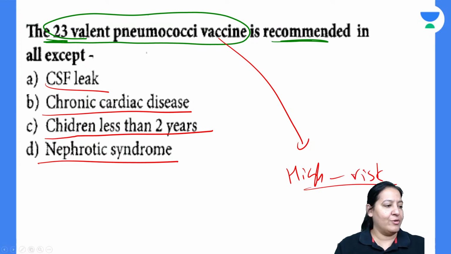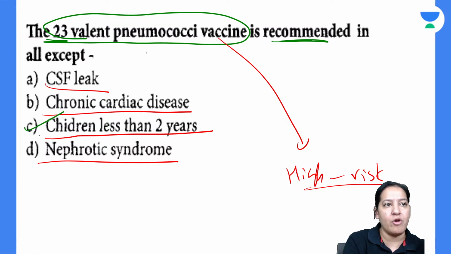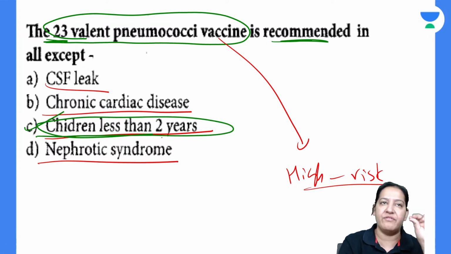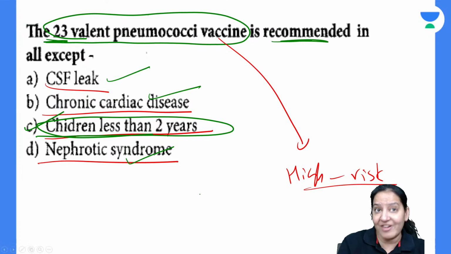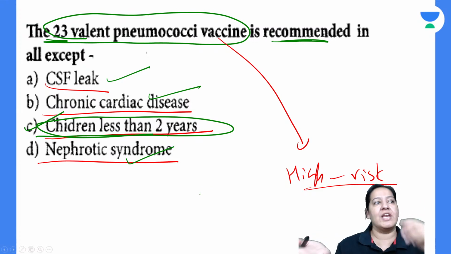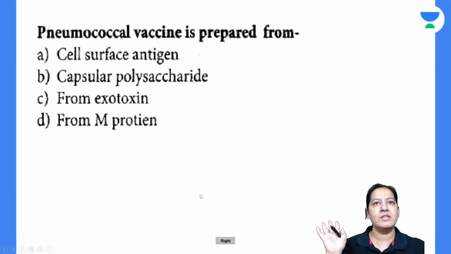Yes, absolutely right. The correct answer here is C, because it is contraindicated in children less than 2 years of age. I already told you. But the remaining 3 patients are high risk. CSF leak, cardiac disease, kidney failure, these are high risk patients. So we recommend them to take the pneumococcal vaccine. Give me a thumbs up. So the correct answer here is C. You got my point? The next question is in front of you.